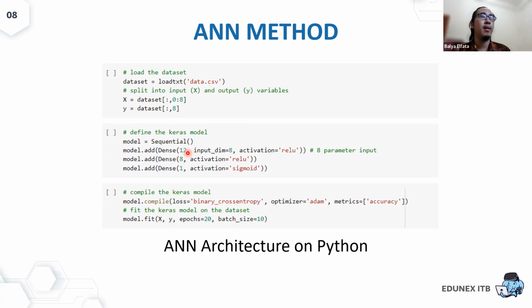ANN that I'm going to use, where we have 8 inputs, and the first hidden layer will have 12 neurons, and the next hidden layer will have 8 neurons, and the output layer will have 1 neuron. I'm going to use 20 epochs and a batch size of 10.